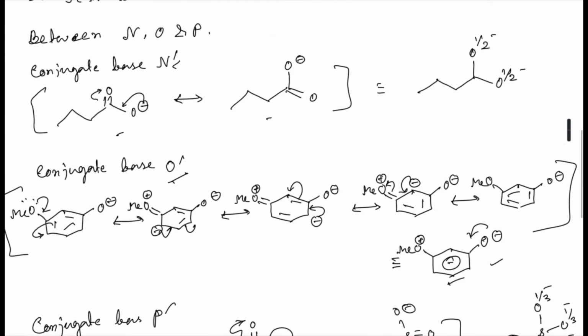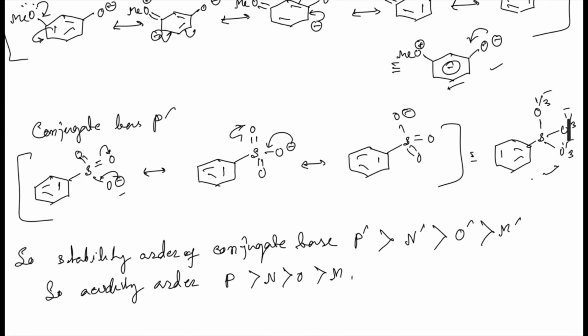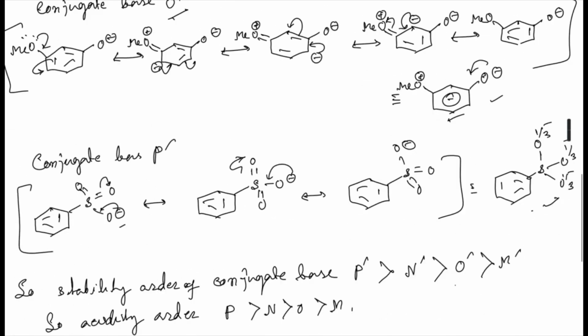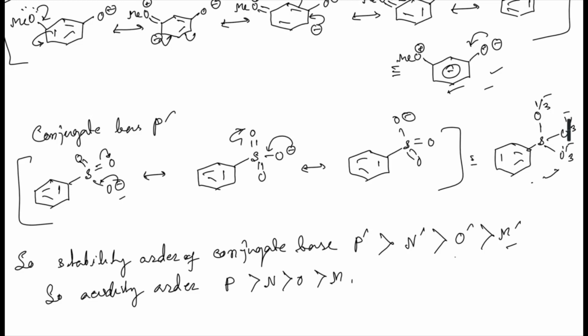N prime is this, with minus half on each oxygen, and then O prime is this, because it is more stable, with a higher stability order, than M prime. So the acidity order will be the same as the conjugate base stability. So the acidity order will be P greater than N greater than O greater than M.